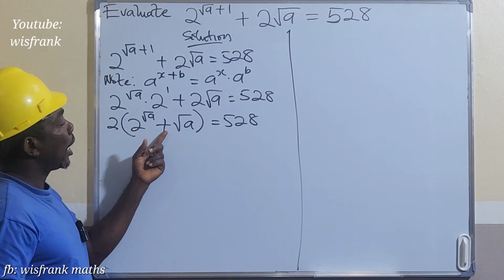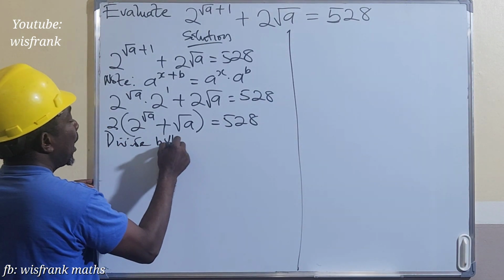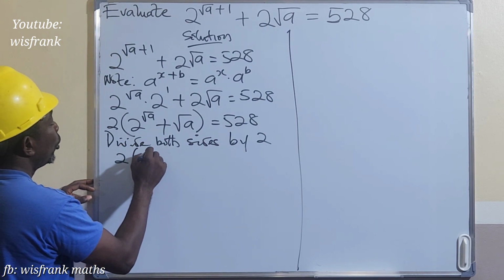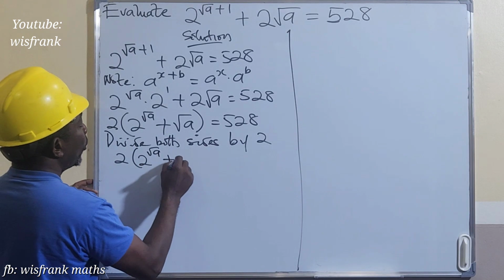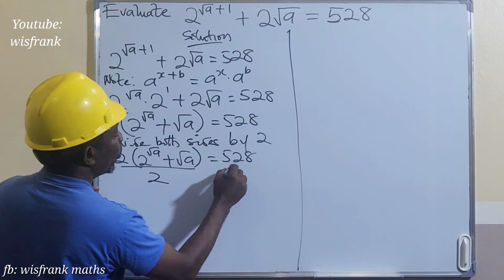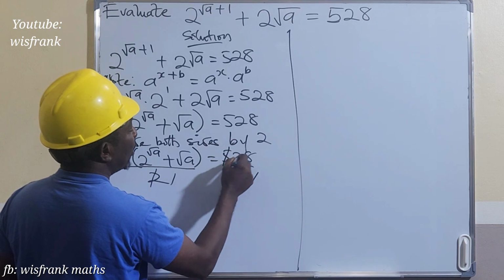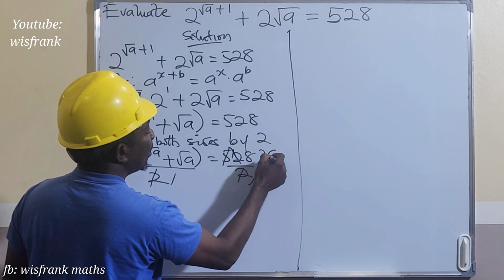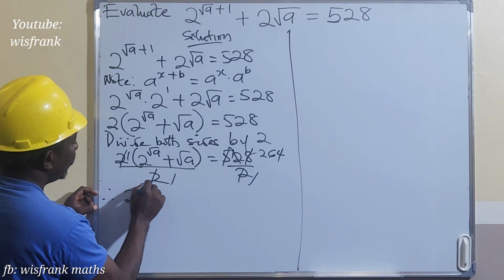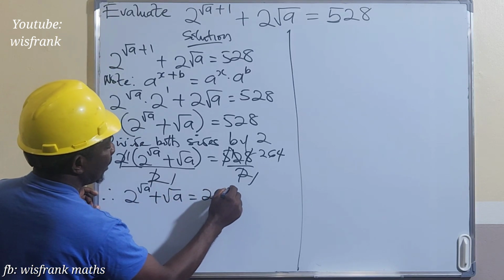So we have 2 here, and also we can divide both sides by 2. So this will become 2 into 2 to the power of root a plus root a equals 528, divided by 2. We divide here by 2. 2 cancels here 1, 2 cancels here 1, 2 cancels here 2. Remember, 2 cancels here 6, and 2 cancels here 4. Therefore, we have 2 to the power of root a plus root a equals 264.